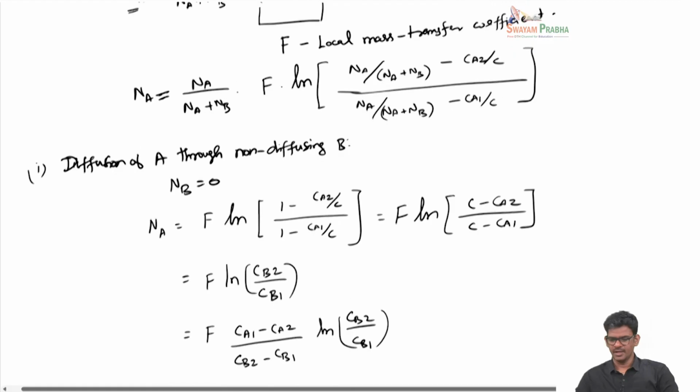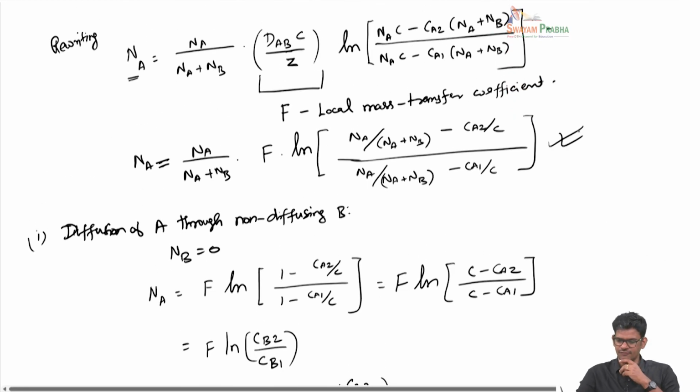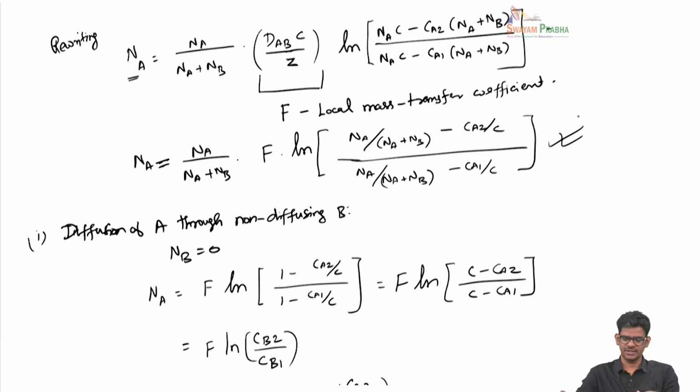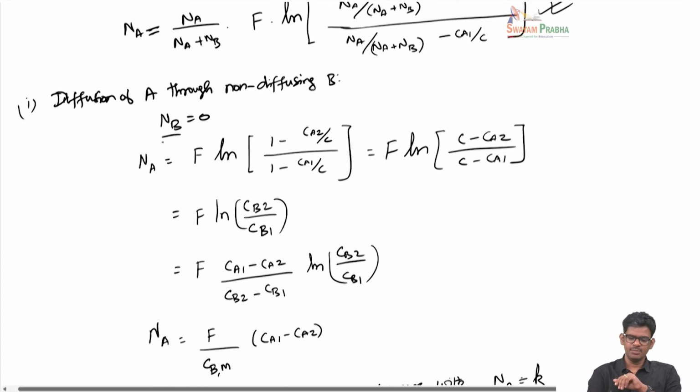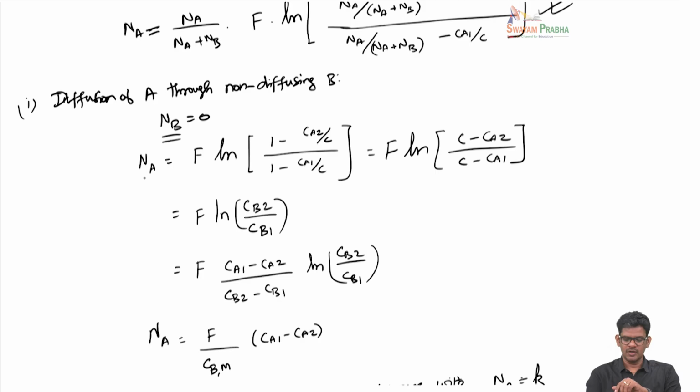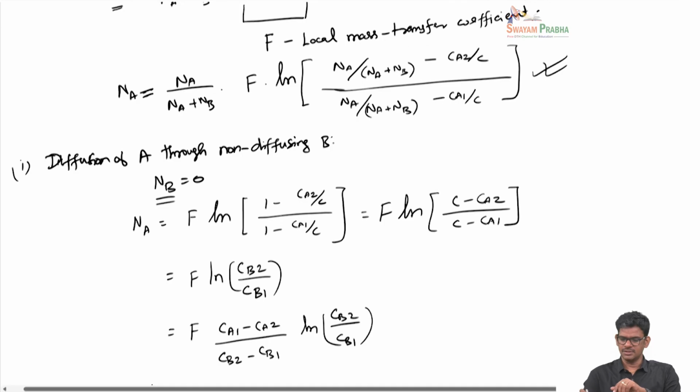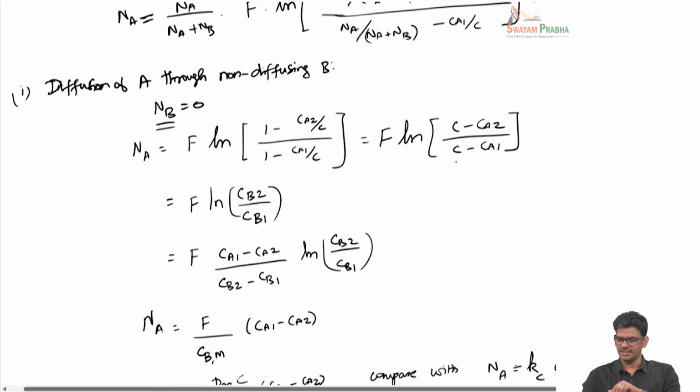I'll explain this. This expression is for all combinations of A and B diffusing, or only B diffusing, etc. If I apply this to diffusion of A through non-diffusing B, then the flux NB is 0 because B is not diffusing, only A is diffusing. So the term Na by (Na plus Nb) becomes just 1. So you get Na equal to F times, this term becomes 1 minus Ca2 by C, this becomes 1 minus Ca1 by C. If you rewrite this, you should be able to write (C minus Ca2) by (C minus Ca1).